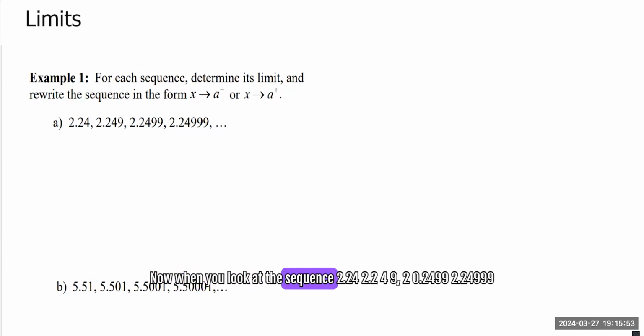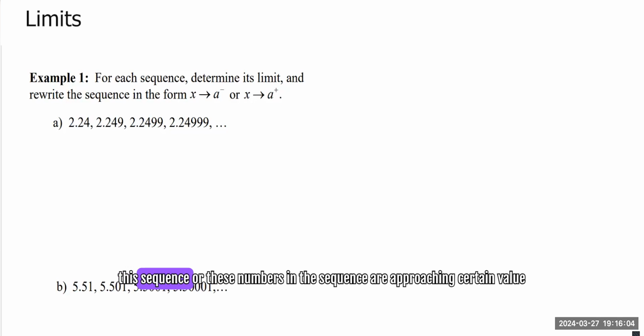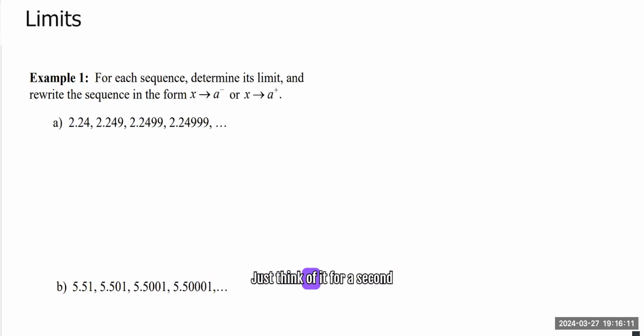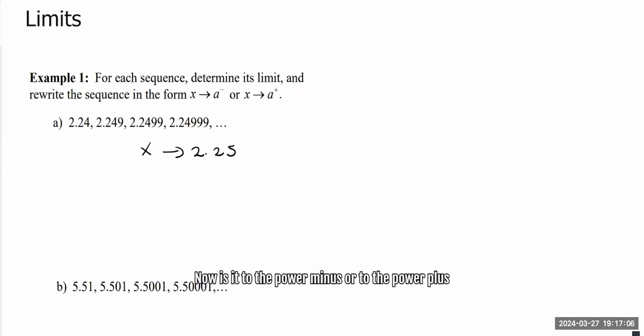Now, when we look at the sequence 2.24, 2.249, 2.2499, 2.24999. It appears this sequence or these numbers in the sequence are approaching a certain value. What can we say? Just think of it for a second. What value are they approaching? When we look at it, these numbers are approaching the limit 2.25. Now, since each number in the sequence is less than 2.25, you write x approaches the number 2.25. Now, is it to the power minus or to the power plus?